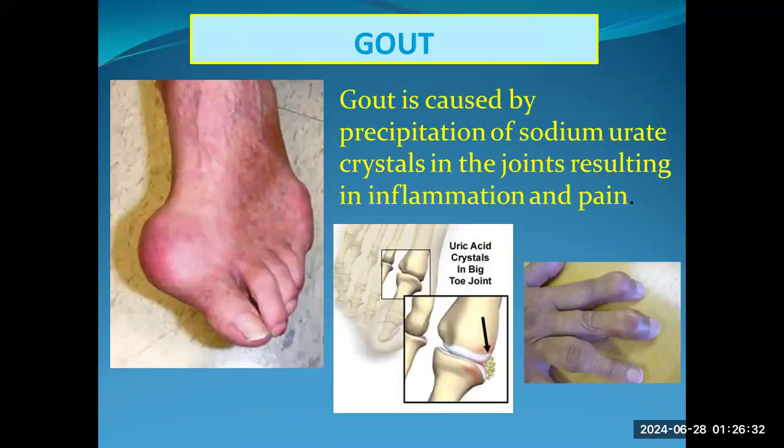Gout, a disease due to defects in purine metabolism, is caused by precipitation of sodium urate crystals in the joints, resulting in inflammation and pain. You can see right here, inflammation, uric acid crystals in the big toe joints. You see right here, they are crystallized in the joints of the bones.